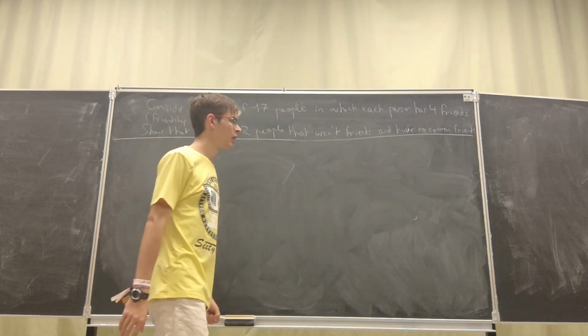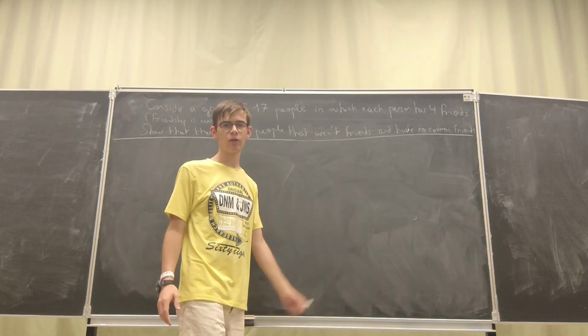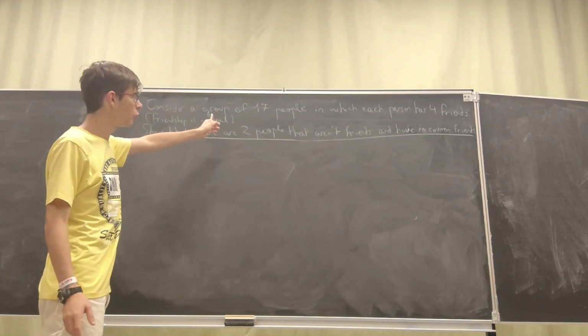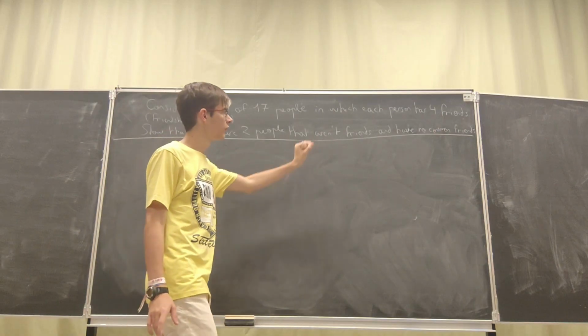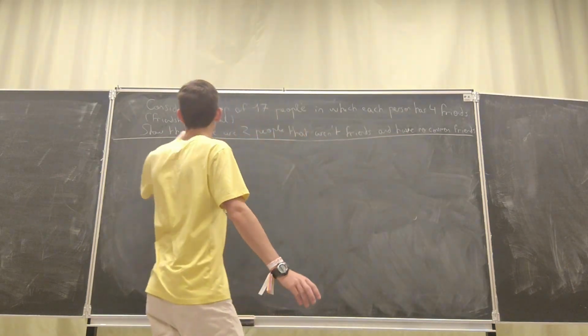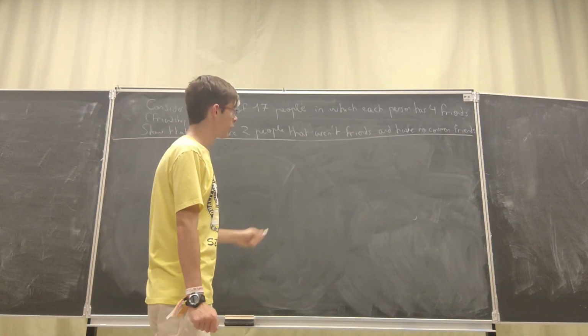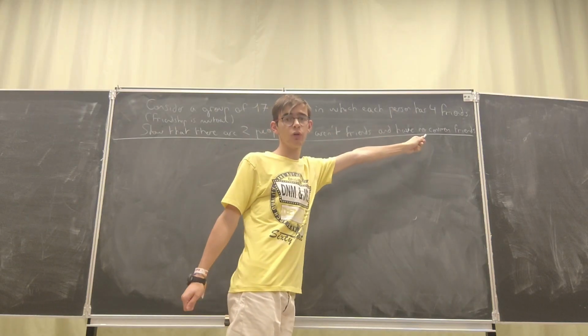Hello everyone. Today I'd like to tackle a fun little graph theory exercise where we have a group of 17 people in which each person has 4 friends and friendship is mutual, and we want to show that there are 2 people in this group that aren't friends and that have no common friends.